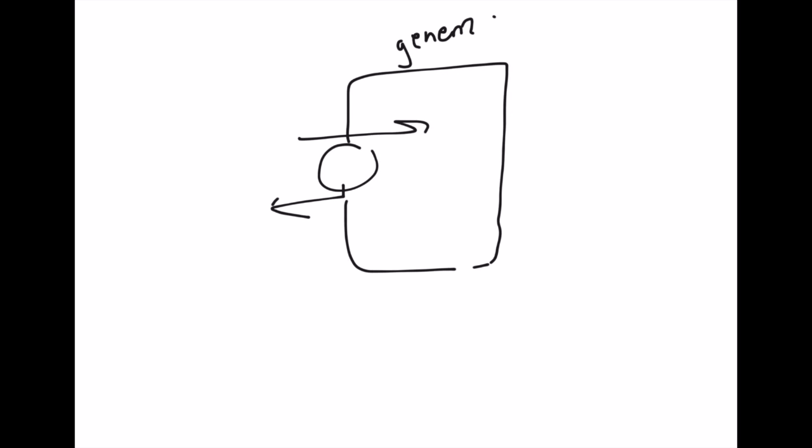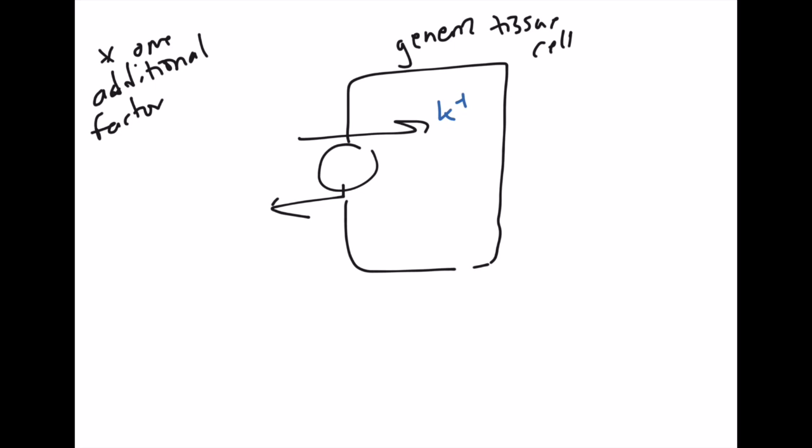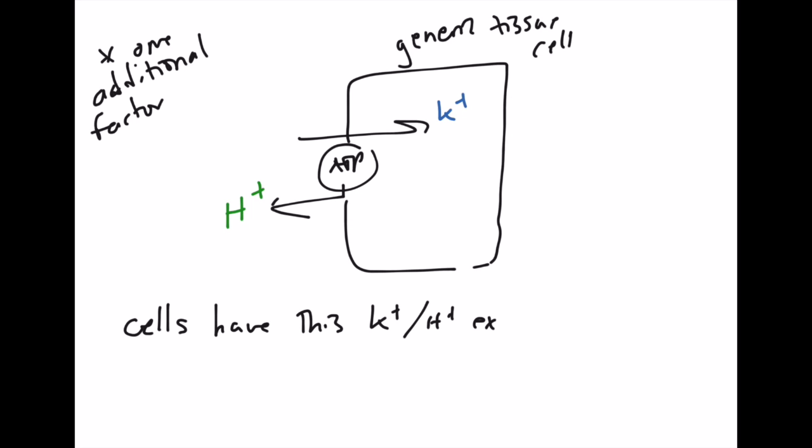This has to do with tissue cells, or generic tissue cells throughout the entire body. On a lot of cells in the body, you actually have this potassium and hydrogen ion exchanger here. What this potassium and hydrogen ion exchanger will do is take potassium and put it inside the cell, and it'll then spit out hydrogen into the interstitium or the rest of the body. So what I'm saying here is the cells have this K+, H+ exchanger.